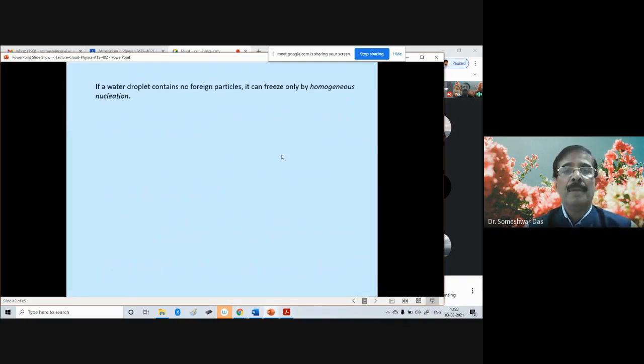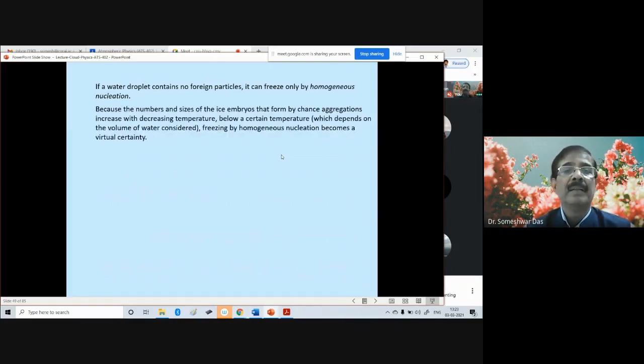If a water droplet contains no foreign particles, it is pure, it can freeze only by homogeneous nucleation. Just like in the case of the warm cloud, we have homogeneous and heterogeneous formation of the water droplets. Similarly, in the case of cold clouds also, if there is an absence of any foreign particles, then it can freeze only by homogeneous nucleation. Everything is in the form of pure water.